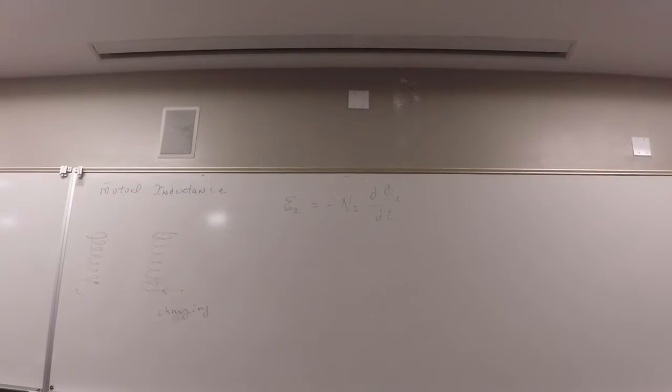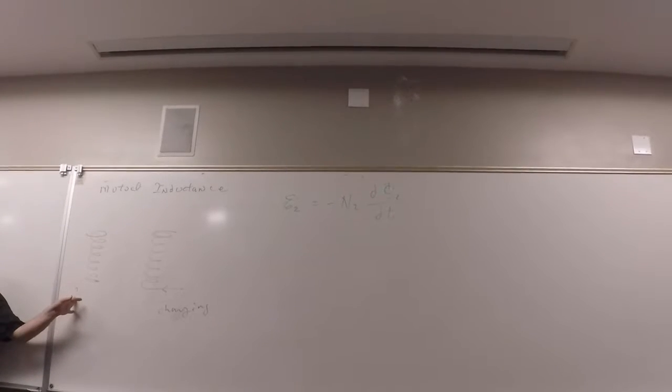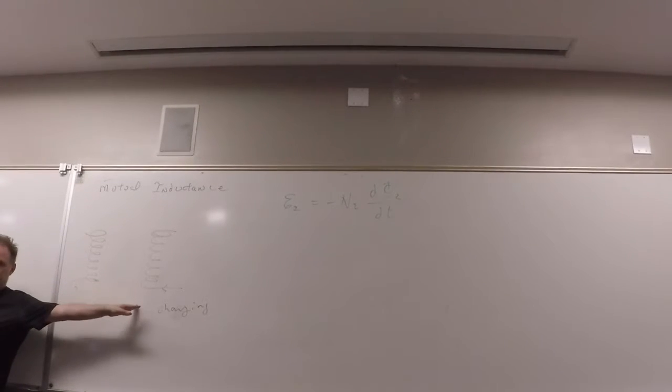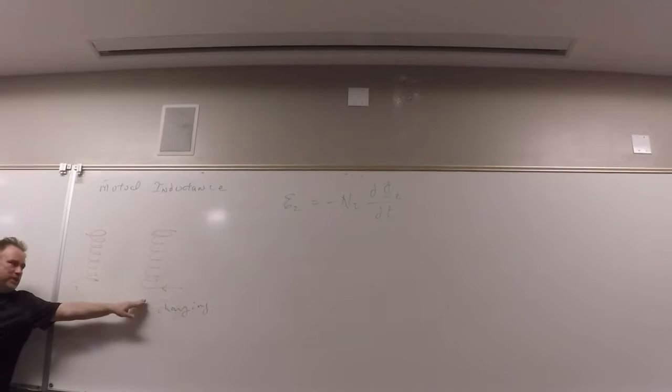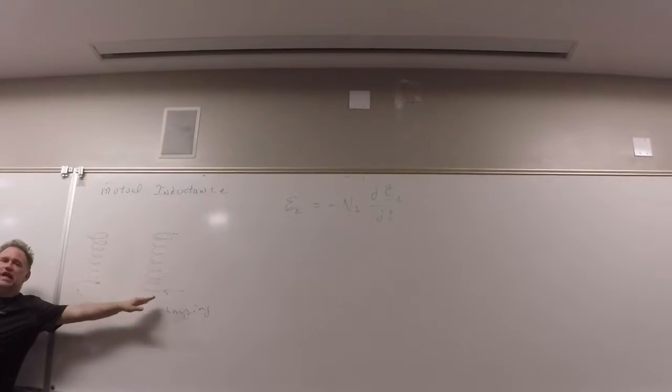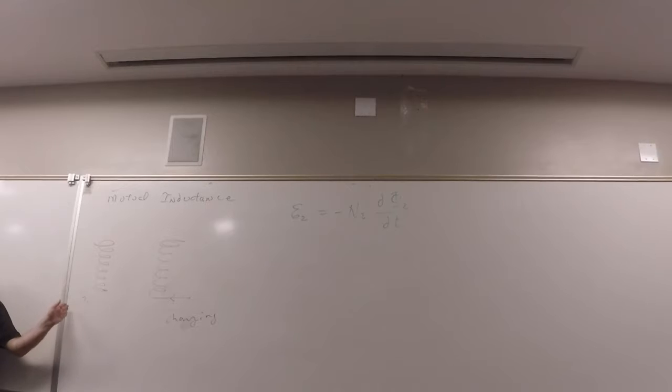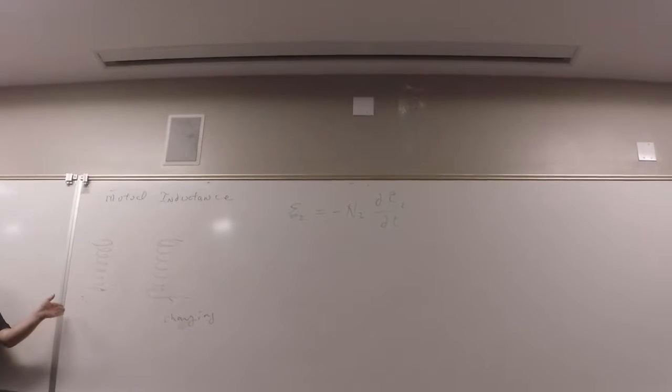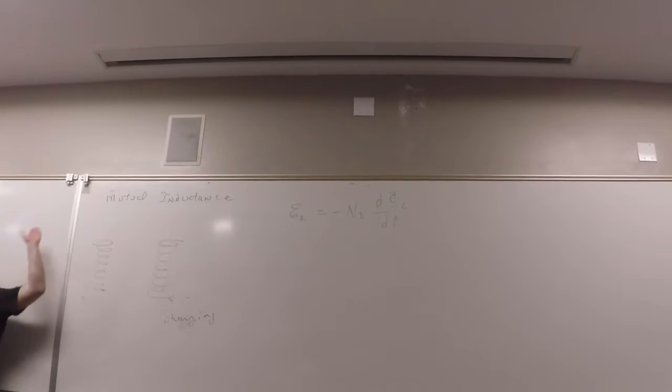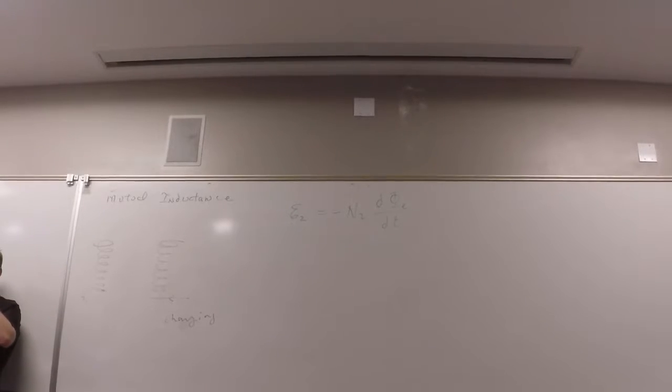Now the thing is that when this first one, if the current here, I1, is changing, you're going to induce a voltage in the second one. Or I could do it the other way. I could say that I2 is changing and induce the voltage in the first. Because of the overlap between the fluxes here, I could do it either way. This is what we call mutual inductance.